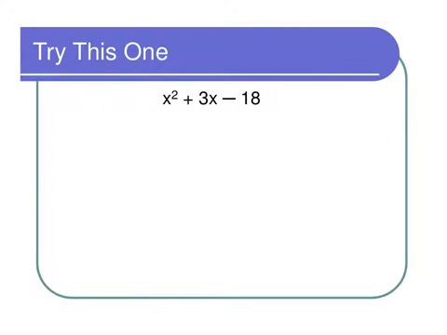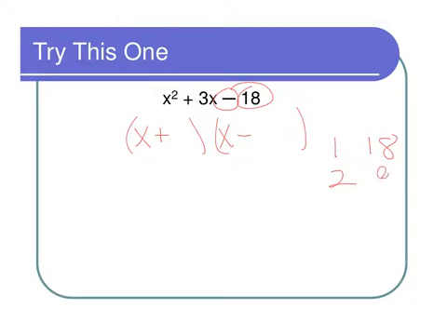Alright, here's one for us to try. So first of all, I'm going to factor into my 2 parentheses. And there's my variable I'm using, and this is a negative, so I'm going to have a positive and negative. Now I need to look at my factors of 18, so I have 1 times 18, 2 times 9, 3 times 6. And since this is a minus in front, I want the ones that have a difference of this number in the middle, which is 3.